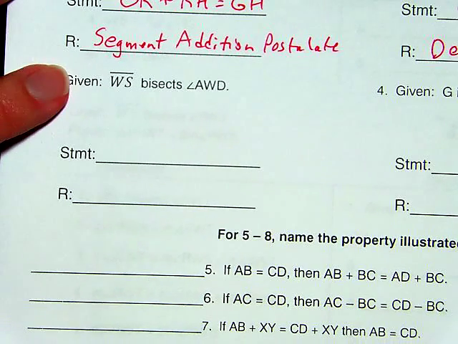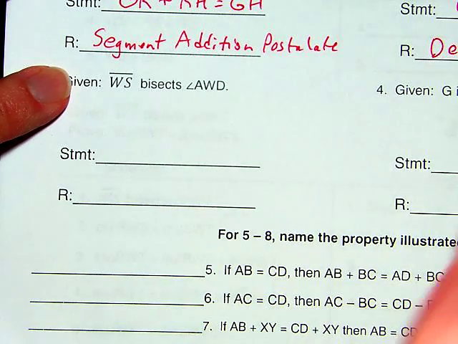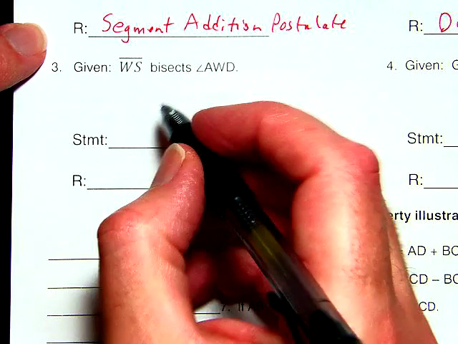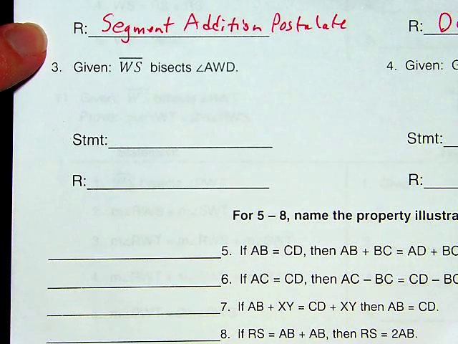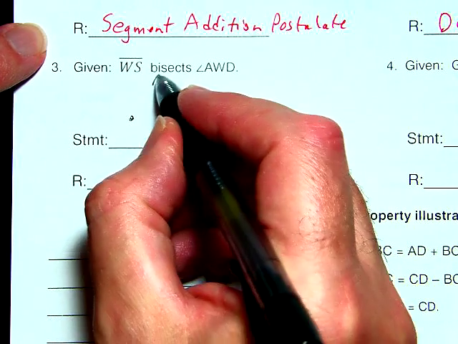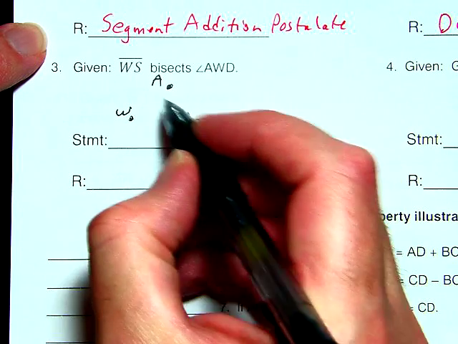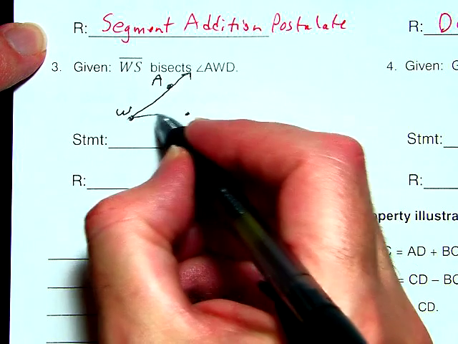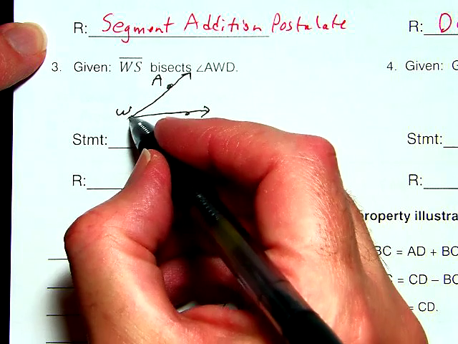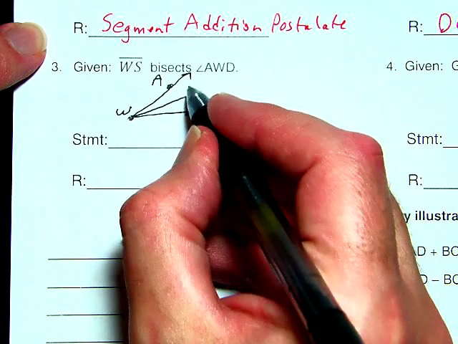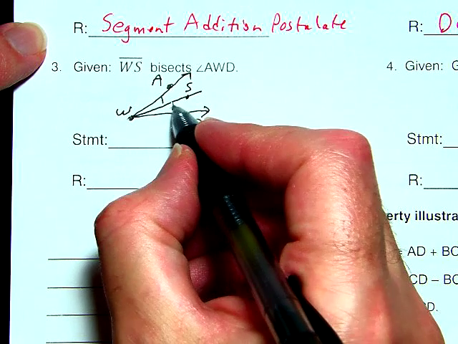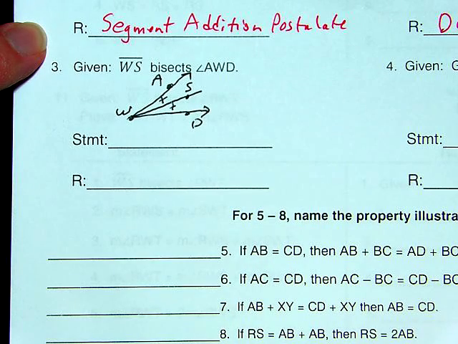Let's go down to number 3, and I'm going to switch to black pen. I think it shows up a little bit better on the video. Given that line segment WS bisects angle AWD. So let's draw angle AWD. Okay, so this is angle AWD, and line segment WS, which I'll draw like so, bisects angle AWD, so therefore it creates two smaller angles, each of which are congruent with each other.